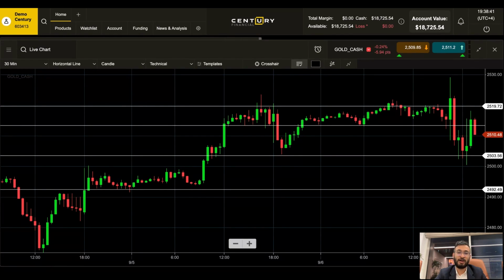Your exit points are your resistance lines. So if you see the first line from top to bottom, see the first line. That first line is what? 2519.